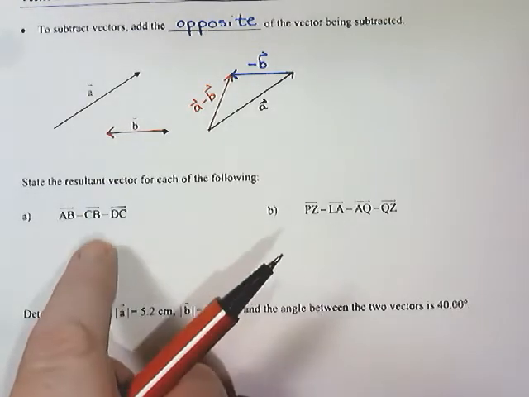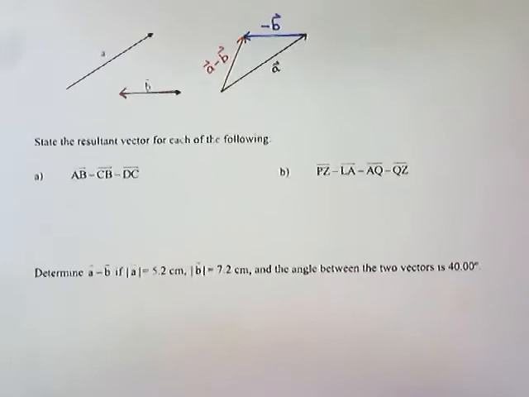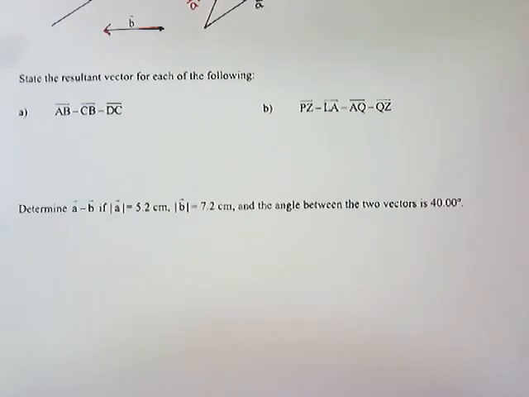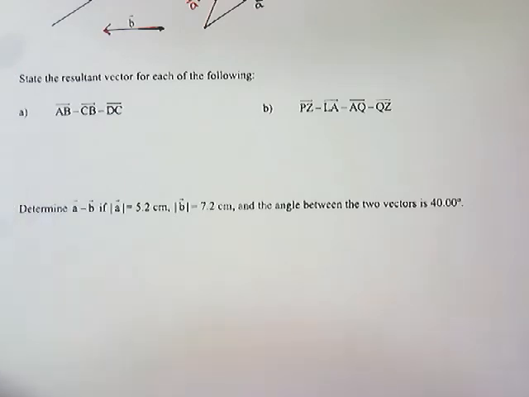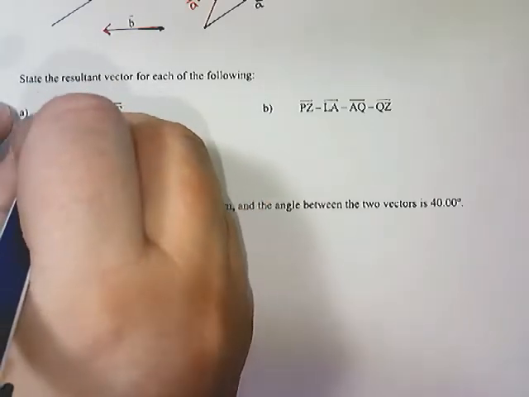All right, so we're going to try the one underneath with a little bit of algebra here. It says state the resultant vector for each of the following. I have AB minus CB minus DC. We said that in order to subtract vectors, we need to do the opposite. So I need to take the vector and flip it over. Anything that has a minus sign in front of it, we are going to reverse the order. So if I have AB, that's fine. It's going to stay AB.